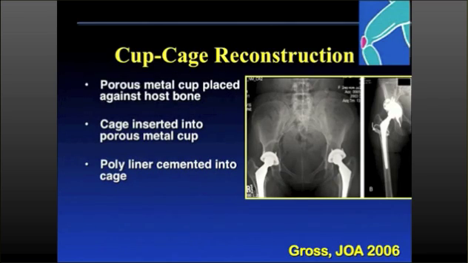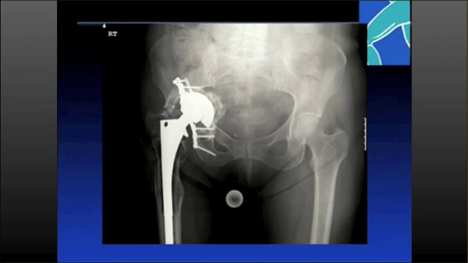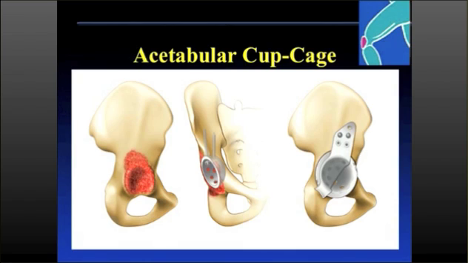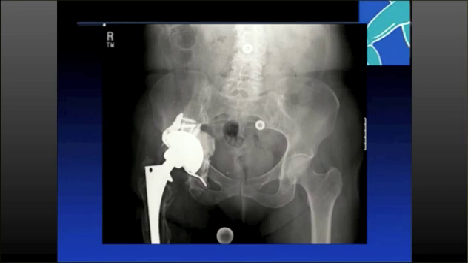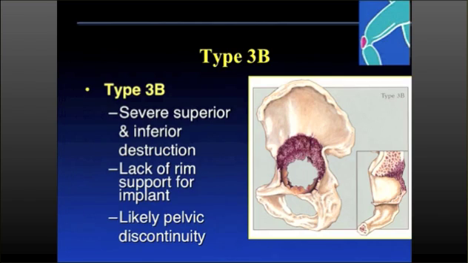Dr. Gross has written about cup cage reconstruction, and this is where you place a porous metal cup against the host bone. You can then insert a cage over the porous metal cup and then cement a polyethylene liner. Here's a case of a 54-year-old female who had undergone 3 revisions prior to showing up to my office. And here's a cartoon schematic of placing an acetabular cup cage, placing the cup on the host bone itself with some bone graft, and placing the cage over the acetabular component. And here she is 3 years post-op with restoration of her acetabulum.